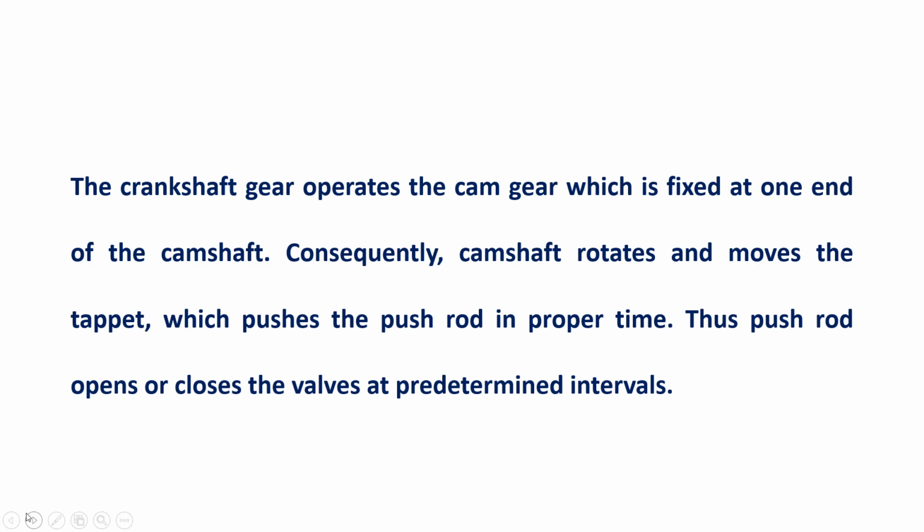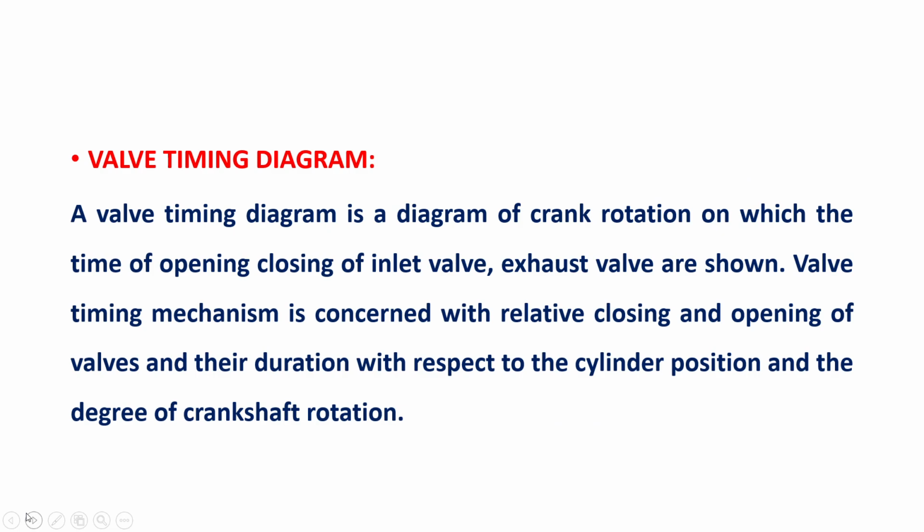The crankshaft gear operates the cam gear, which is fixed at one end. The crankshaft rotates and moves the tappet, which moves the push rod at the proper time, based on the time interval. These are some operations. Next, valve timing diagram. Valve timing means the timing of any valve is specified with respect to the instant it opens and the instant it closes, in relation to the crankshaft rotation and the piston position. The opening and closing points are determined by the timing of the crankshaft and camshaft gears.